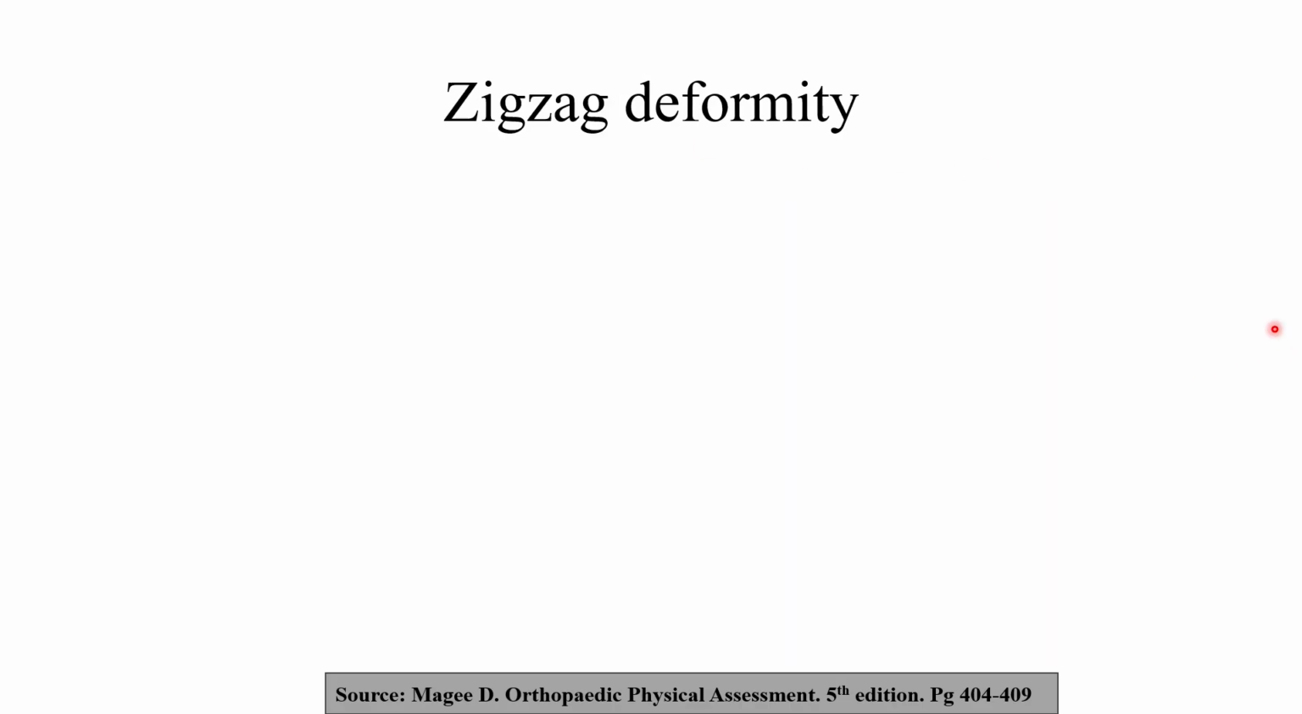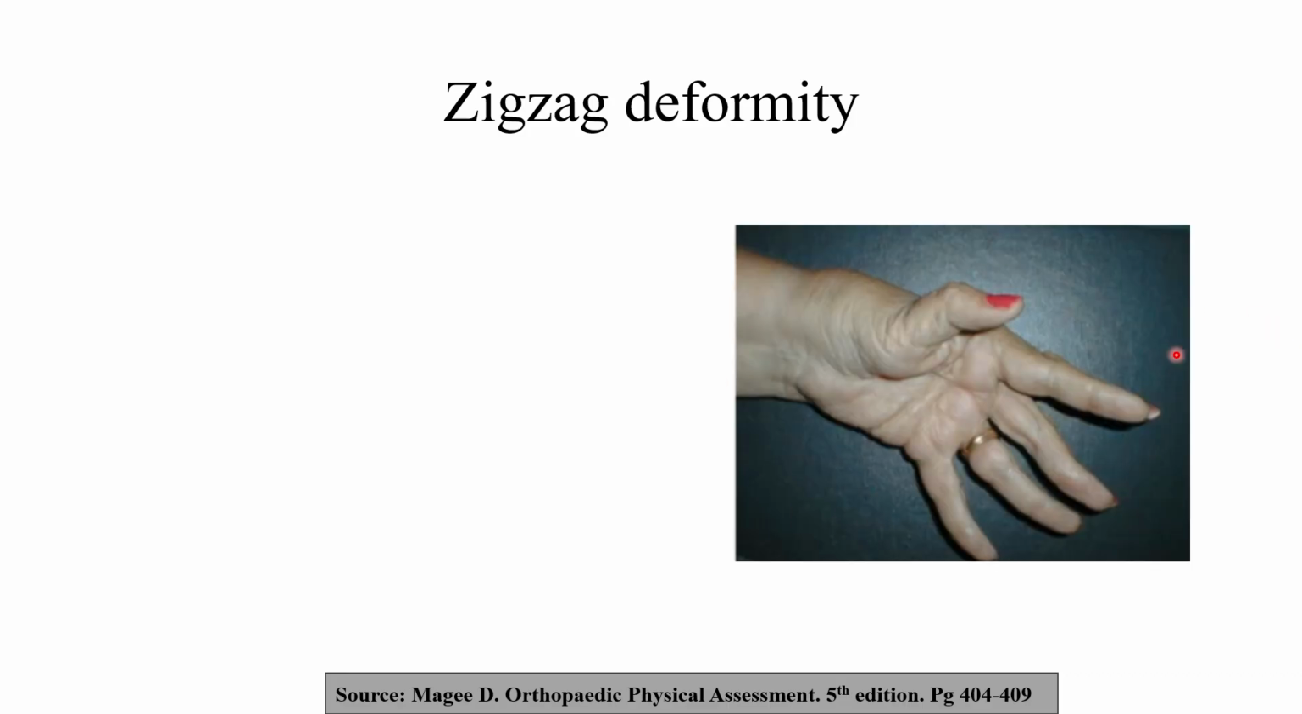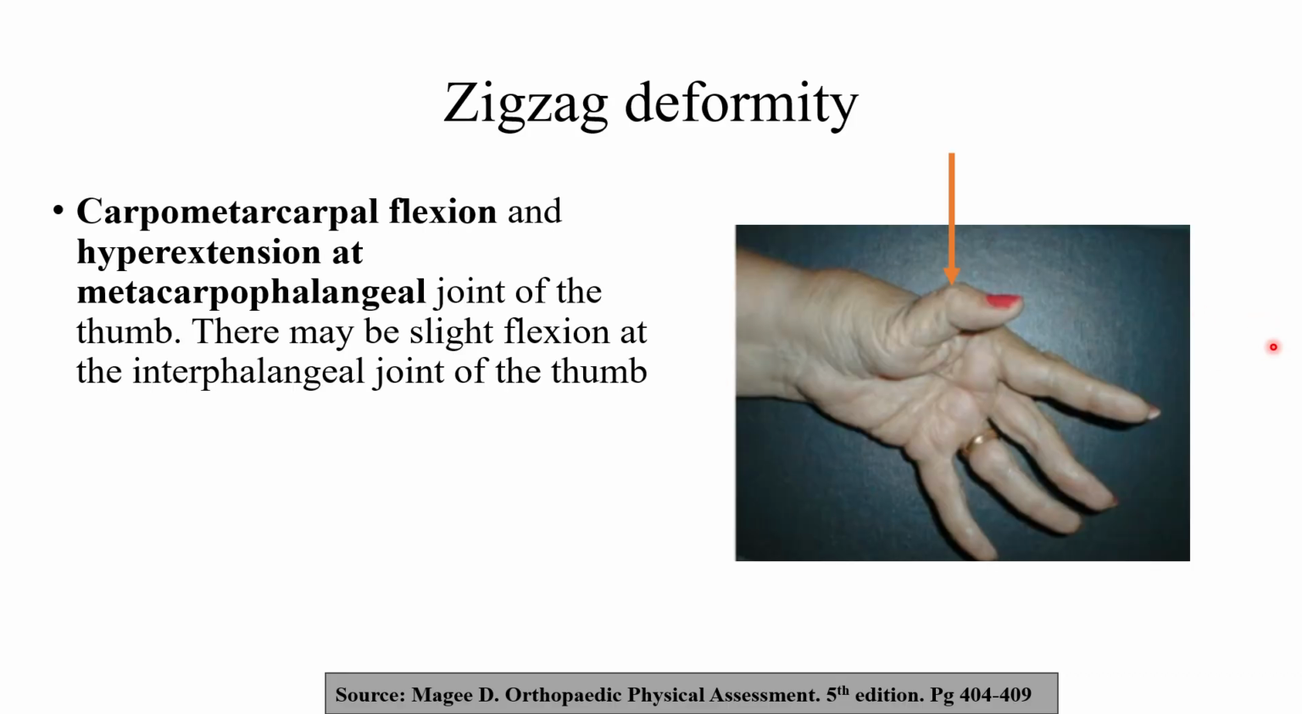The next deformity that we are going to discuss is the zigzag deformity. As you can see in the picture here, it occurs in the thumb. What we see is carpometacarpal flexion followed by hyperextension of the MCP, and there may be a flexion of the IP. As we know, the thumb only has an IP, no PIP or DIP, a single IP. If you see this image, it looks like a Z, so it is called a zigzag deformity.